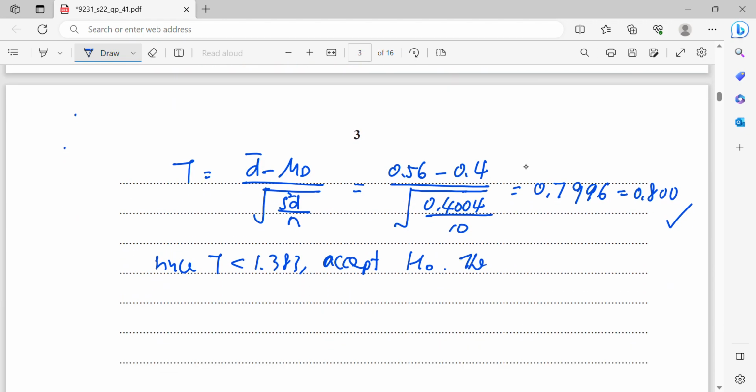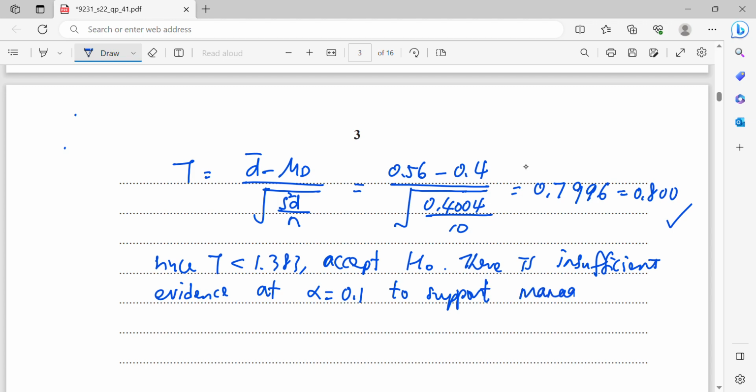So here I will write there is insufficient evidence at alpha equals 0.1 to support manager's claim. Okay, so that's all for this solution.